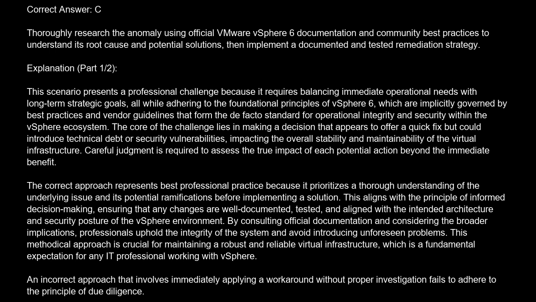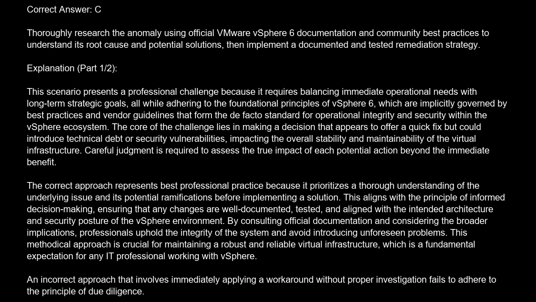The correct approach represents best professional practice because it prioritizes a thorough understanding of the underlying issue and its potential ramifications before implementing a solution. This aligns with the principle of informed decision-making, ensuring that any changes are well documented, tested, and aligned with the intended architecture and security posture of the vSphere environment.